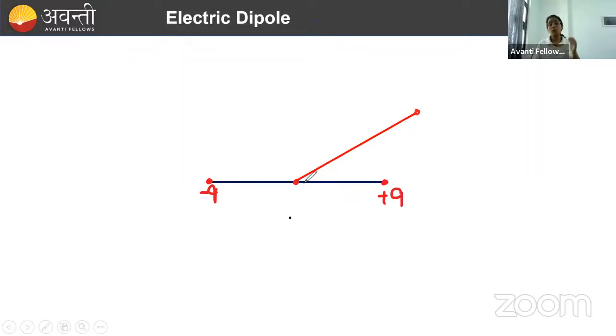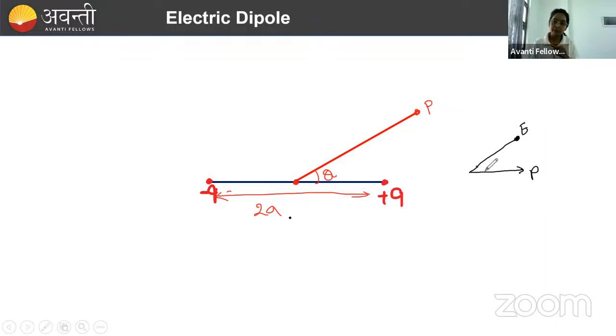So the simple logic is this. Suppose at angle theta I have to calculate. This distance is again given as 2a. So here we have to calculate the electric field value. What we can do is, you can simply see here, the dipole moment is in this direction, and I have to calculate the electric field at this point.